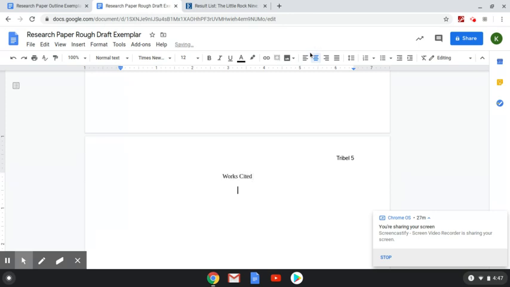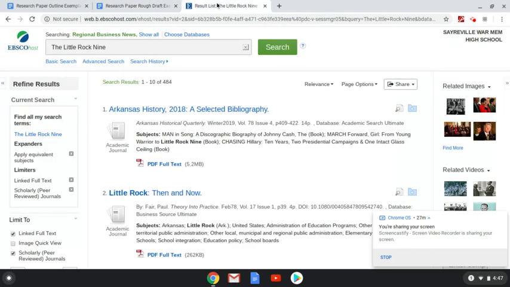Press enter, left align. And now, since hopefully we're using all EBSCOhost sources, I pulled up EBSCOhost. I just did a search for the Little Rock 9, which was the topic of this paper. I'm not sure what sources this person used specifically, because I don't have it pulled up at this moment. But just for example purposes, let's say they used Little Rock Then and Now, and we want to cite that source. We're going to click PDF full text.